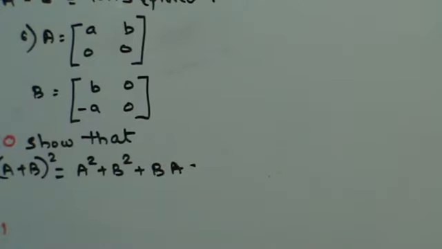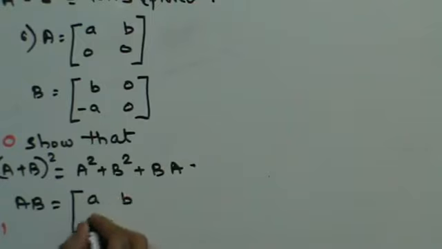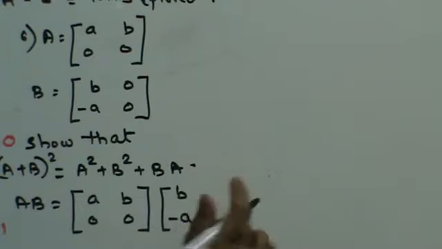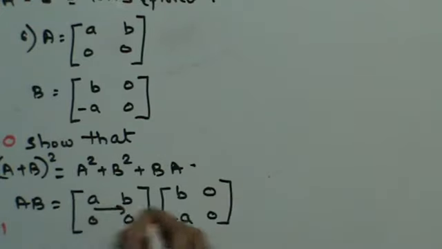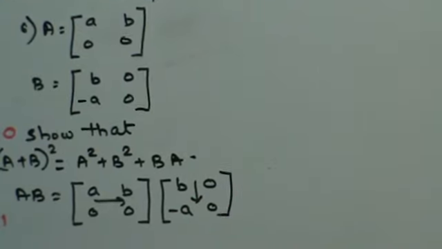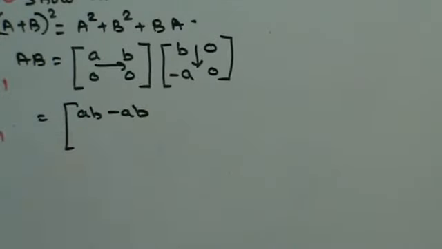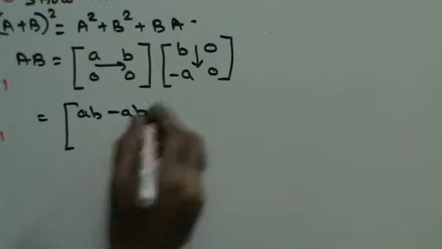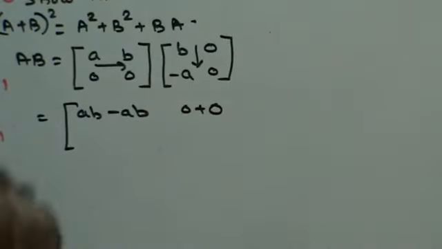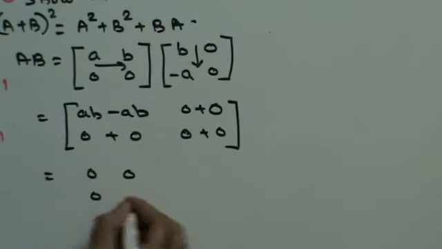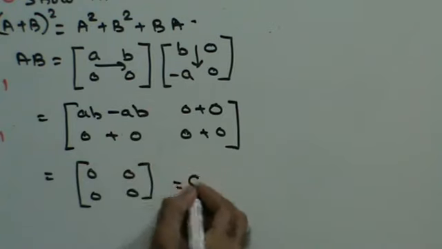Now the first thing that I'm going to do is find out AB. How do I find out AB? A, B, 0, 0 times B, 0, minus A, 0. How do I do this? Rows into columns. So this is going to be AB minus AB, that's first row into first column. First row into second column is 0 plus 0. Second row into first column is 0 plus 0. Second row into second column is 0 plus 0. So I get the value of AB as 0, 0, 0, 0, which is nothing but 0.